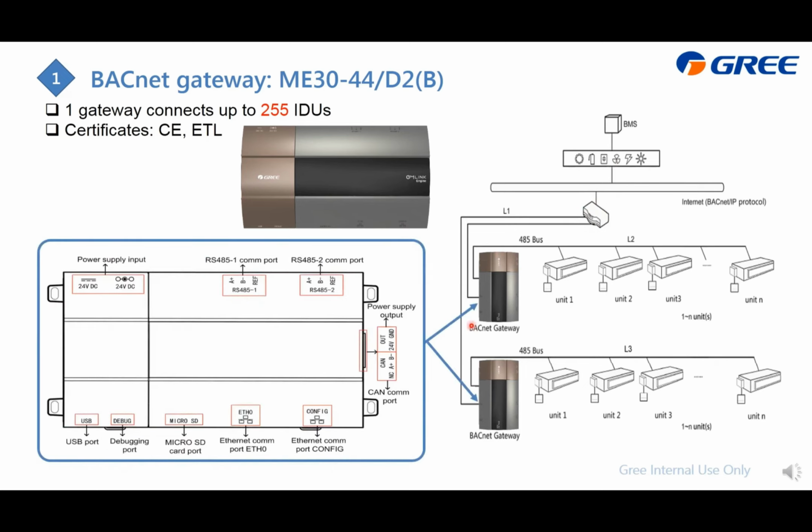And here is the detail. This is the appearance of the gateway. Here is the power supply, and to get the signal from the air conditioner, which is the RS485 Modbus, from here, and output to the PC or the BMS system just from this ETH0 port. It is an Ethernet cable.